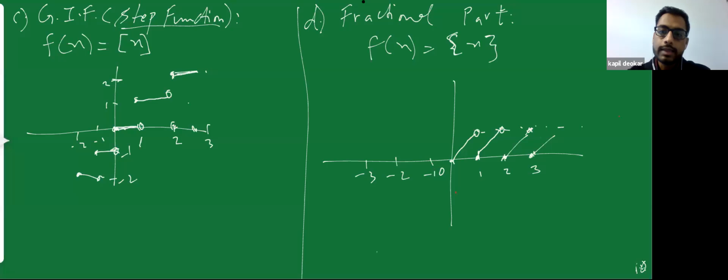For your negative side, if I am having minus 0.3, then your fractional value is 0.7, not 0.3. Therefore, if I continue on drawing my diagrams, it will look like this. Now let's find domain and range for this.